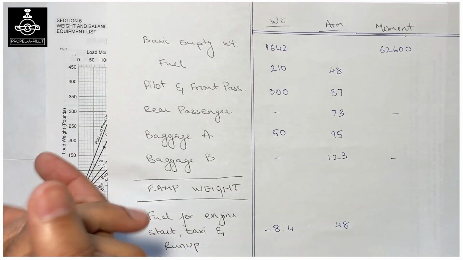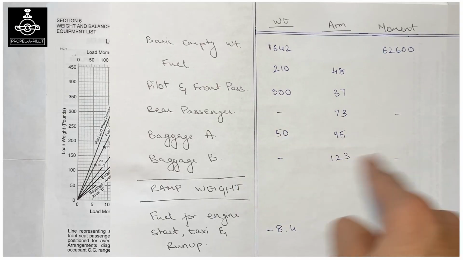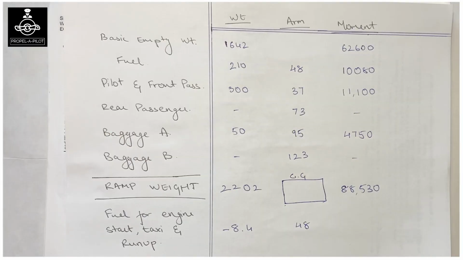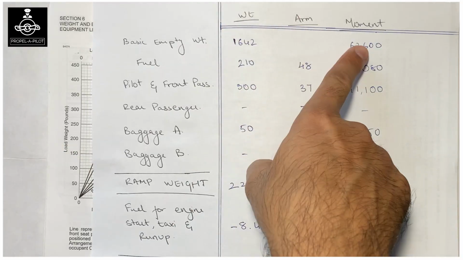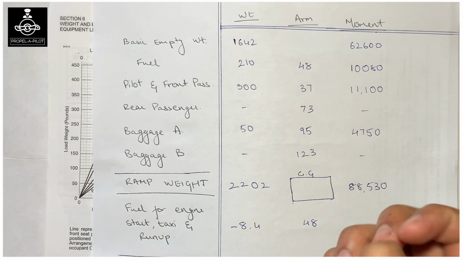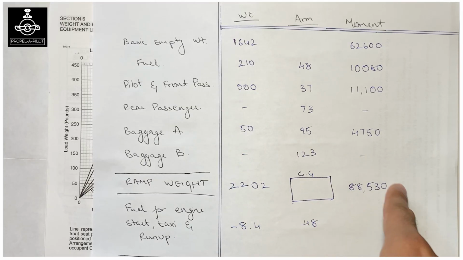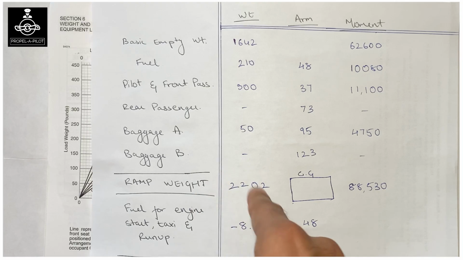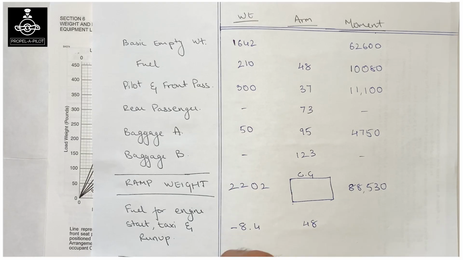Then we are going to multiply weight times arm to get the moment for each of these values. Let's do that. Alright, done with the calculations. Now remember, you can find the basic empty weight and the moment in the weight and balance that is provided in the POH of the aircraft. Once you calculate all of the moments, you total the moments over here and then you total the weight over here. The CG will be total moment divided by total weight, which will be 40.20.